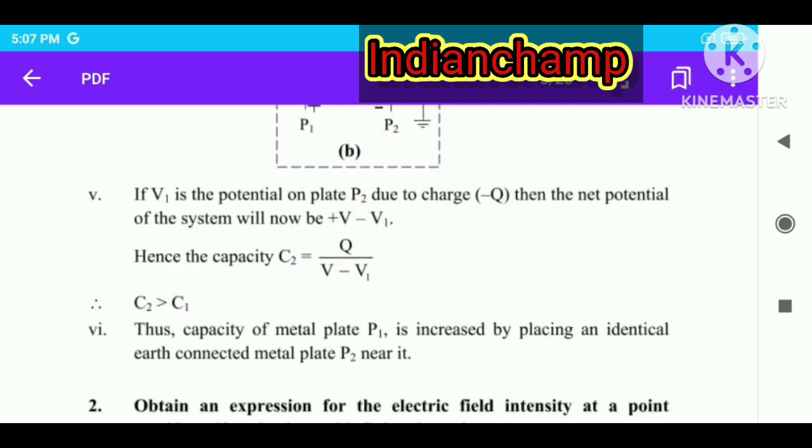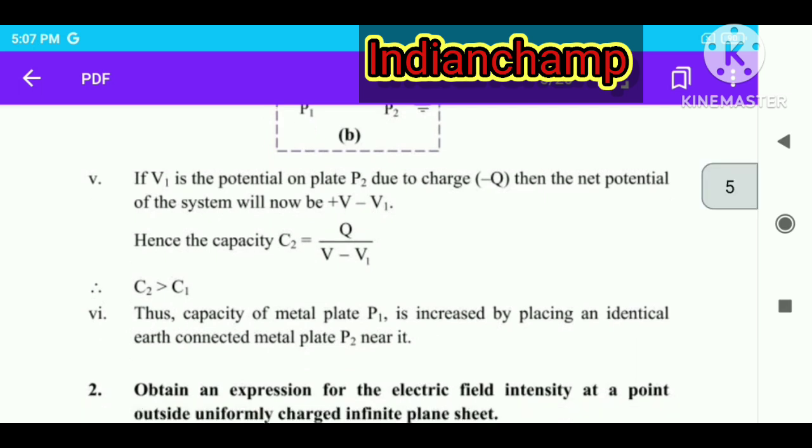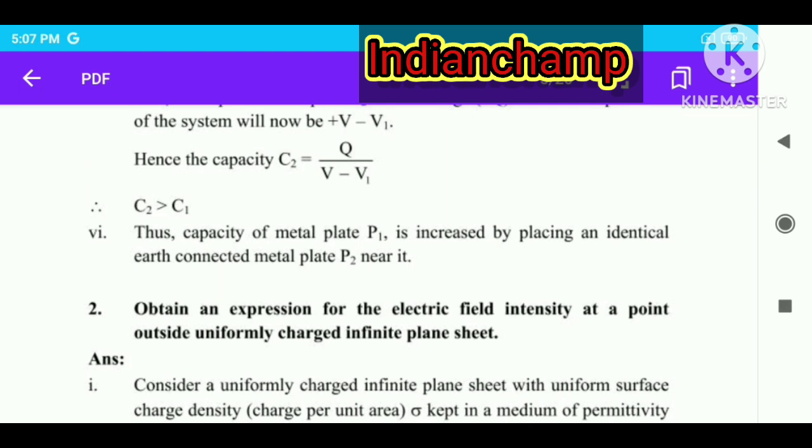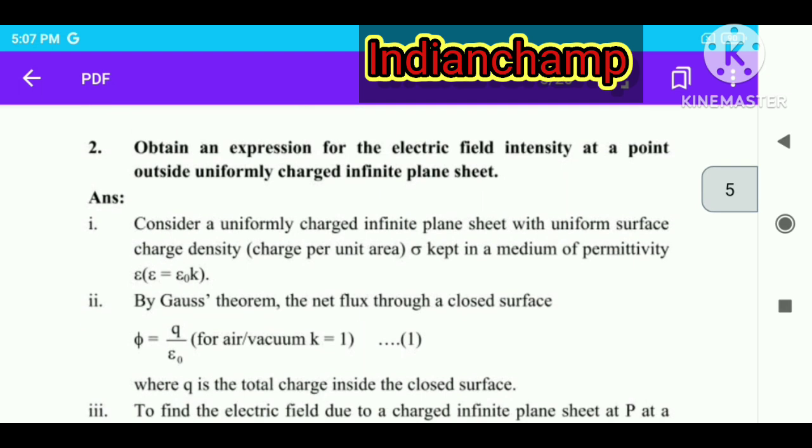Five, if V1 is the potential on plate P1 due to charge minus Q, then the net potential of the system will now be plus V minus V1. Hence the capacity C2 is equal to Q divided by V minus V1. Therefore C2 is greater than C1. Six, thus the capacity of metal plate P1 is increased by placing an identical earth connected metal plate P2 near it.